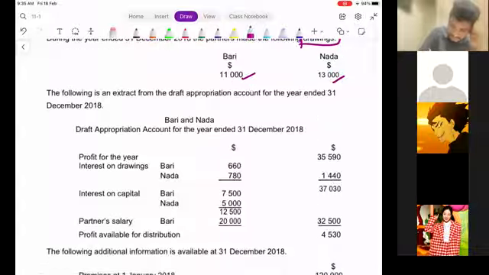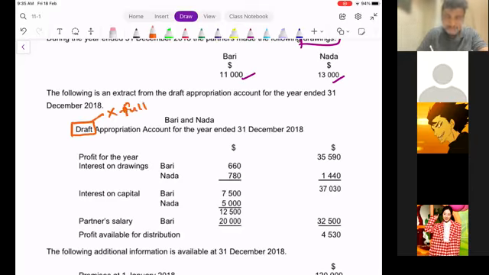Okay, I see the word draft. Draft means extract. It means it's not a full statement. It's only a part. Only a part is given to you.